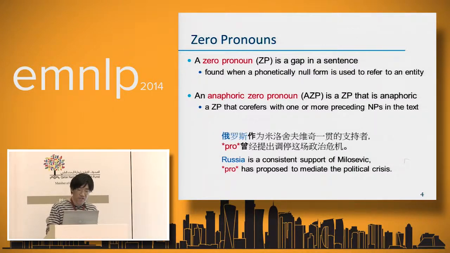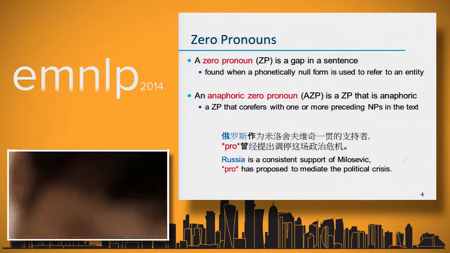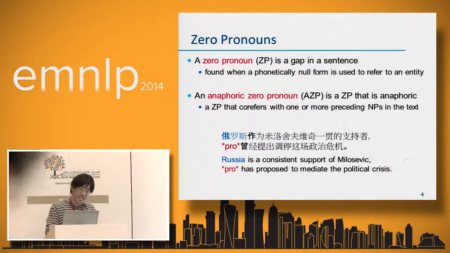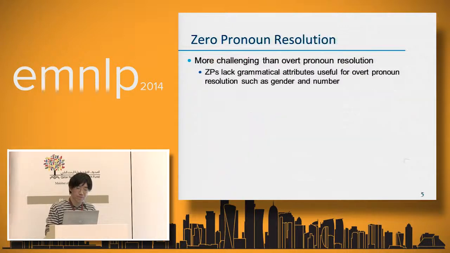Russia is a consistent supporter of Milosevic. Pro has proposed to mediate the political crisis. So in this case, pro represents the zero pronoun, and you can see that this English sentence is of course not grammatical because in English we don't have zero pronouns. But just by looking at this English translation, you can see that this pro here is anaphoric. It refers to Russia. Okay, so it's an anaphoric zero pronoun. So from this example, hopefully you can see that zero pronoun resolution is more challenging than overt pronoun resolution because zero pronouns lack the grammatical attributes useful for overt pronoun resolution, such as gender and number.